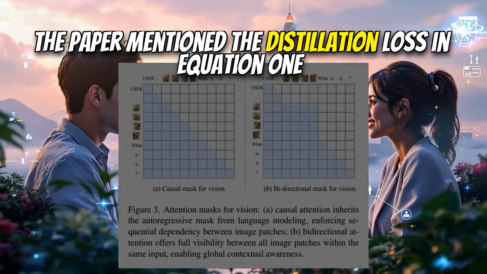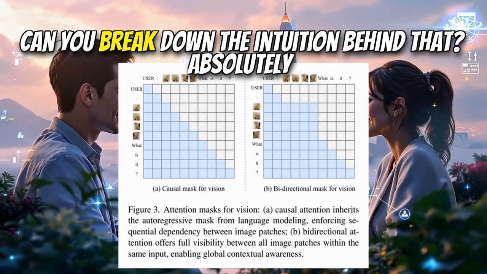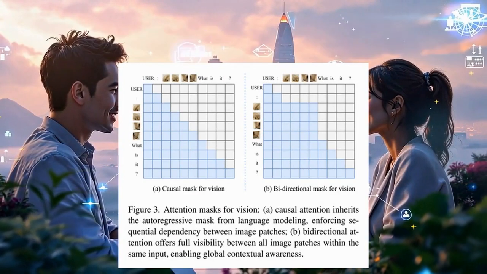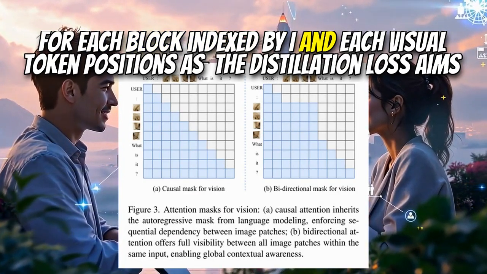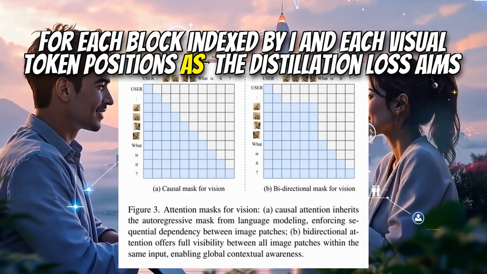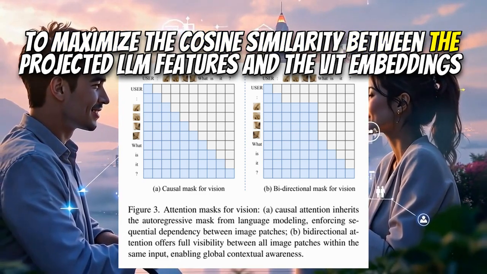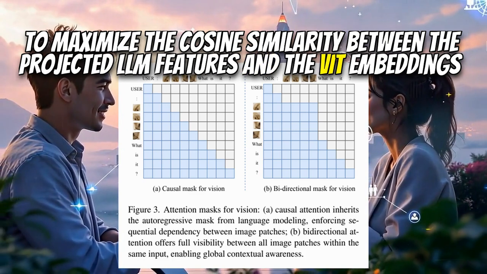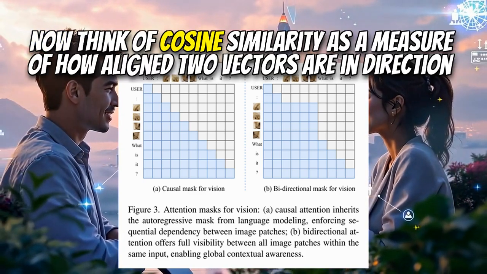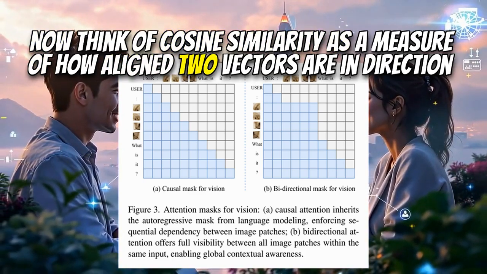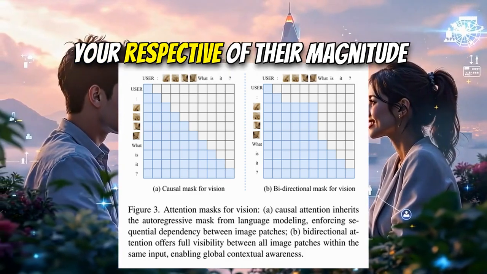The paper mentioned the distillation loss in equation 1. Can you break down the intuition behind that? Absolutely. For each block indexed by I and each visual token position s, the distillation loss aims to maximize the cosine similarity between the projected LLM features and the VIT embeddings. Now think of cosine similarity as a measure of how aligned two vectors are in direction, irrespective of their magnitude.